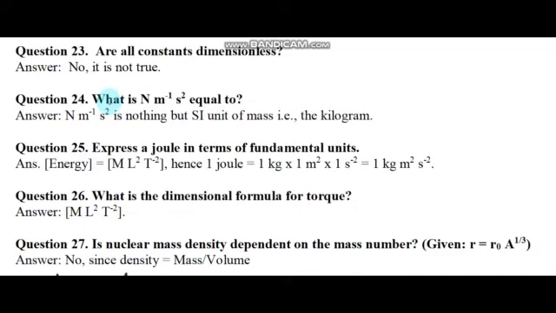Question number 24. What is Newton per meter per second square is equal to? அது எதுக்கு equal இருக்கும் சொல்லி கேட்டிருக்காங்க. So அப்போ Newton நாவே kilogram meter per second square. So அதை substitute பண்ணுங்க. Instead of Newton, kilogram meter per second square substitute பண்ணுங்க. அப்போ meter meter cancel ஆயிரும். Second square cancel ஆயிரும். அப்போ final என்ன இருக்கும்? Kilogram மட்டும் இருக்குமா? Yes. So this question is very simple.